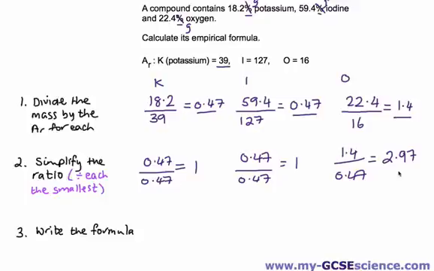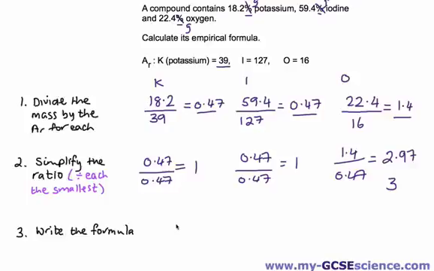Now this happens sometimes. We don't often get exact numbers, because when we were working this out in our experiment, there could be some experimental errors or some inaccuracies. You might have lost part of one of these compounds or something, and you might not get an exact number, but we can see here that 2.97 is close enough for us to call it 3. So our formula works out like this.